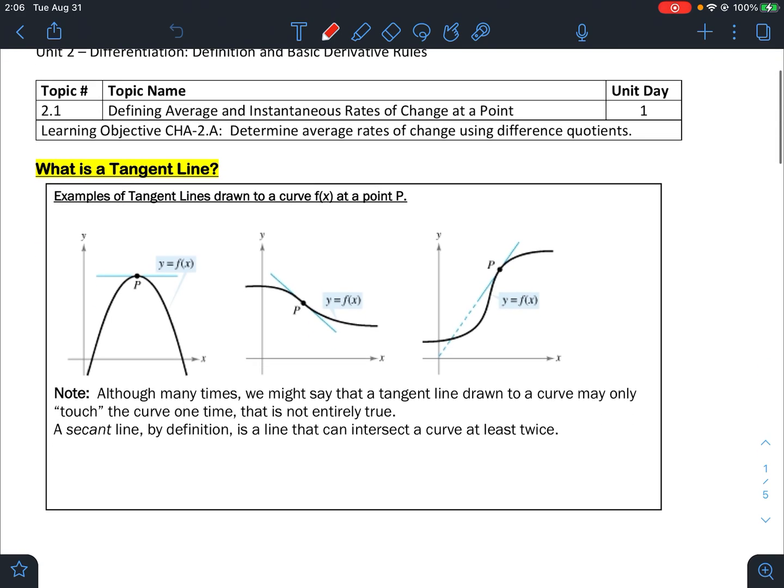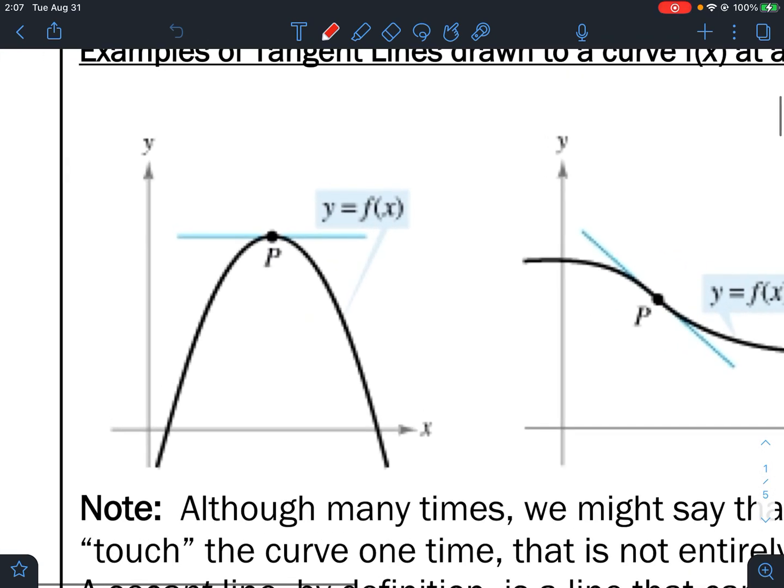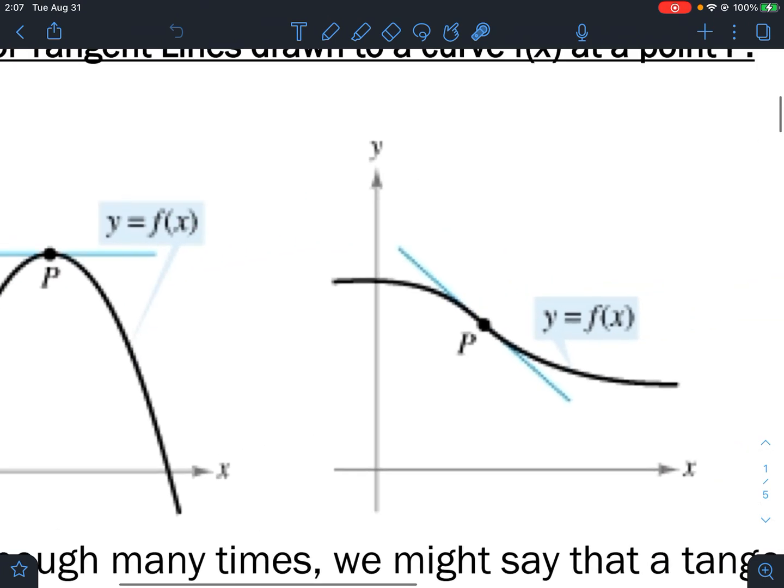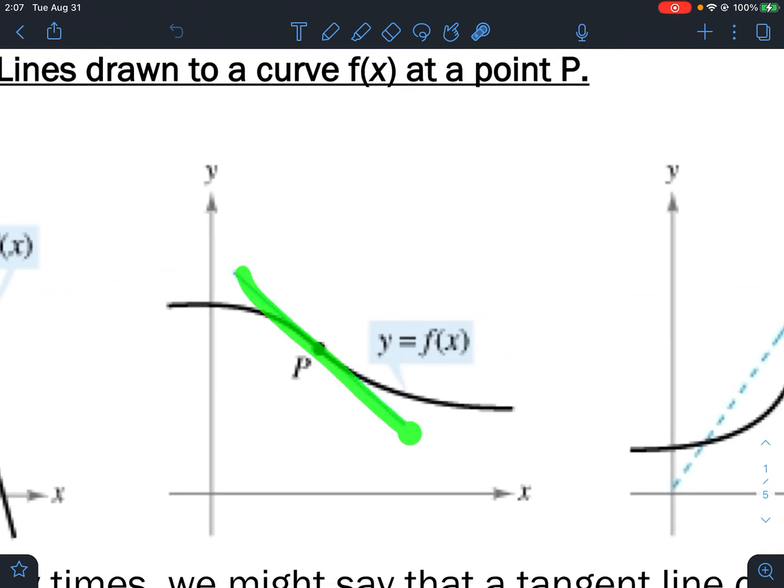Let's start today by talking about a tangent line. What is a tangent line? People like to say a tangent line only touches a curve at exactly one point. While that's kind of true, it's not always true. You can see in the first picture here, here's a tangent line. And yes, that's only going to touch the curve at that point. Same thing in the second picture here. That tangent line is only going to touch that curve at that point.